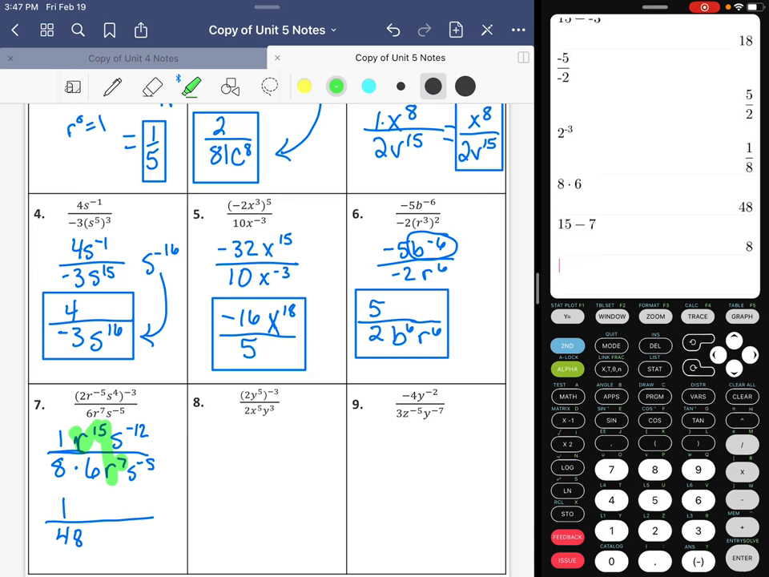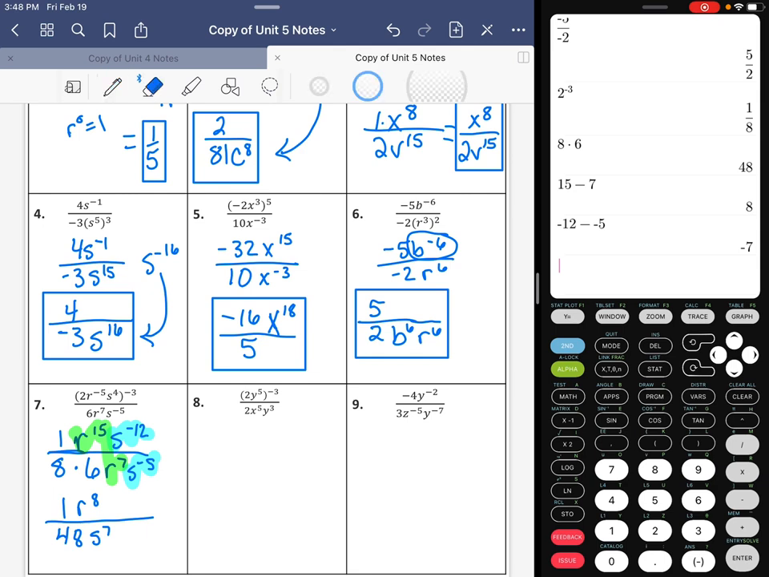That's going to give me r to the 8th. So that goes on the top because it's positive. Then I'm going to look at the s's. So I have s to the negative 12th and s to the negative 5th. So I have negative 12 minus negative 5 is negative 7. So s to the negative 7 means I'm going to have s to the 7th on the bottom. If it's negative, I got to move it to the bottom to make it positive.